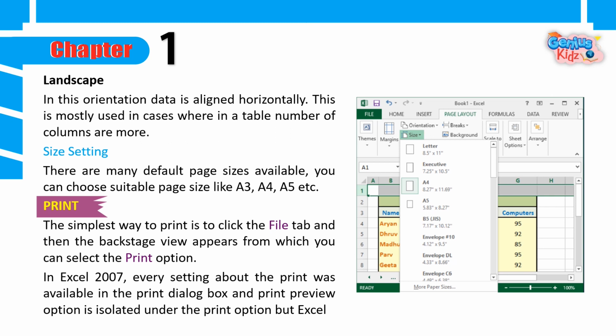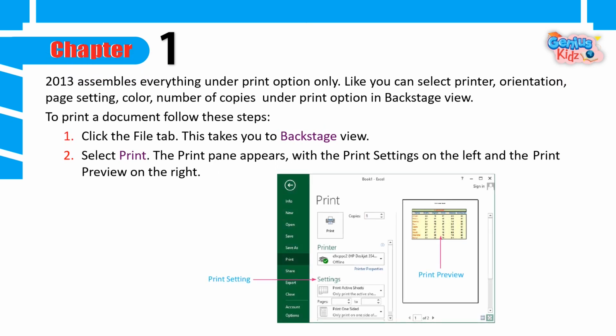Print. The simplest way to print is to click the File tab and then the Backstage view appears from which you can select the print option. In Excel 2007, every setting about the print was available in the Print dialog box and Print Preview option is isolated under the Print option, but Excel 2013 assembles everything under Print option only. Like you can select printer, orientation, page setting, color, number of copies under Print option in Backstage view.